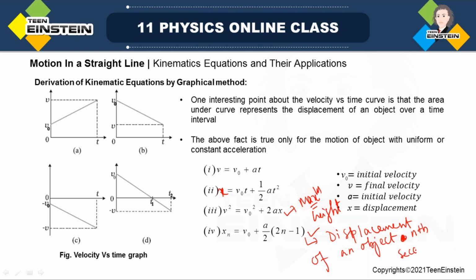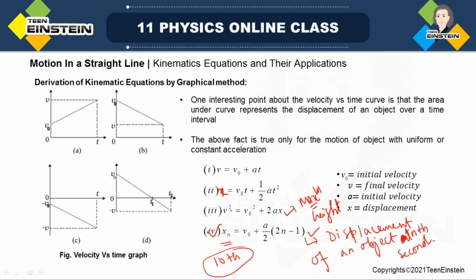suppose nth second, at nth second. So this is telling you that if you know the initial velocity and the acceleration of the object, then you can find out, suppose, you may be asked, in the 10th second, what will be the displacement? In the 10th second, what will be the displacement? In the 100th second, what will be the displacement? So you have to use this fourth equation to find out that.